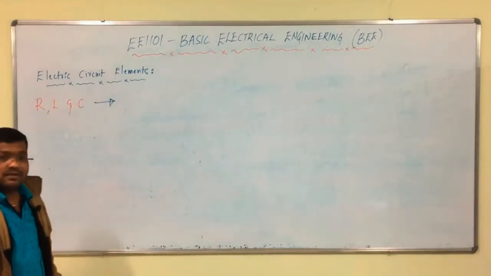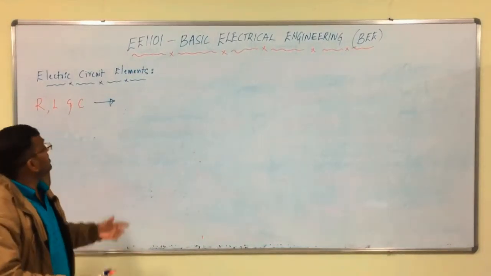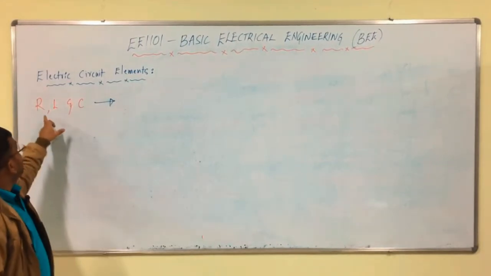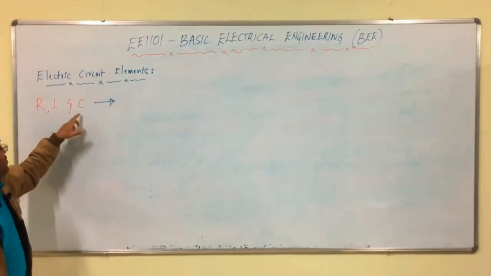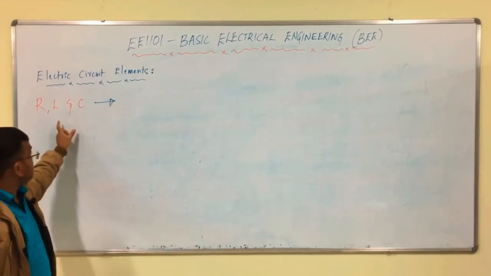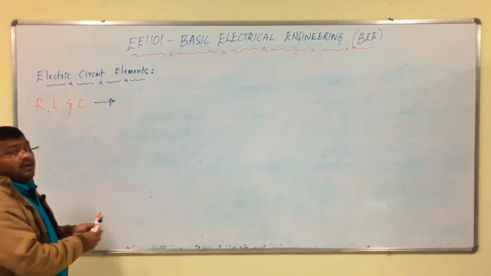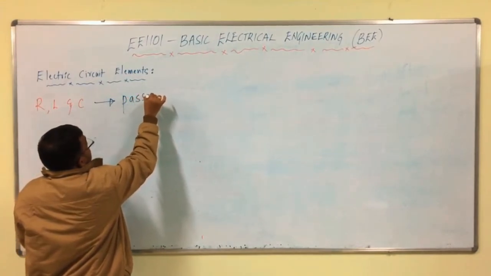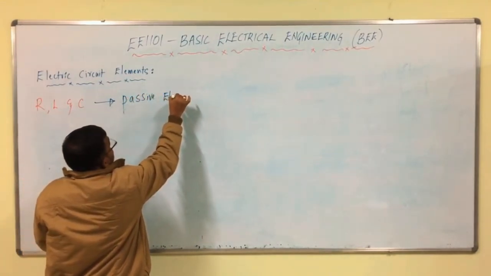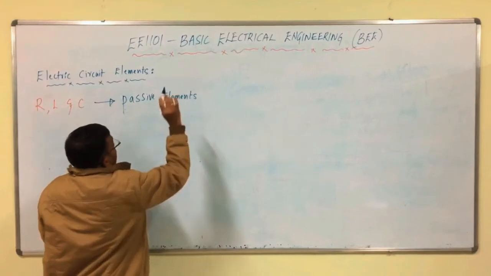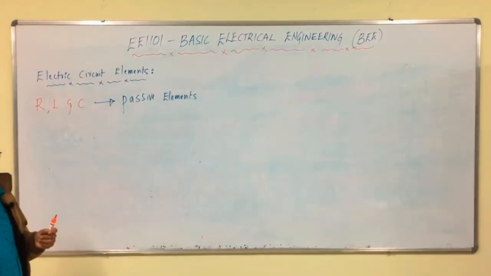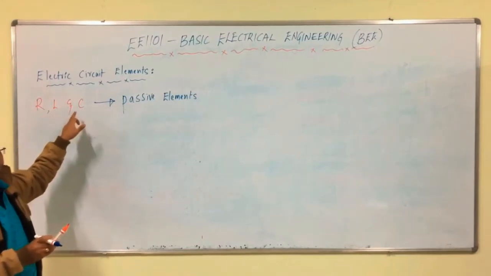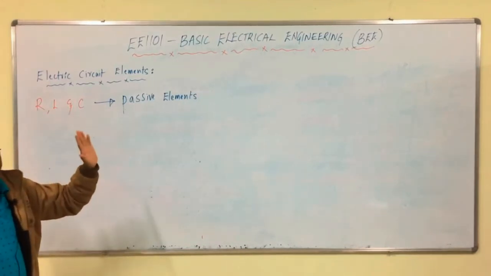Hello everyone. Today I would like to discuss the basic electrical circuit components. Those are resistor, inductor and capacitor. These three elements are passive elements in the electric circuit. What do passive elements mean? R, L and C. These are passive elements.